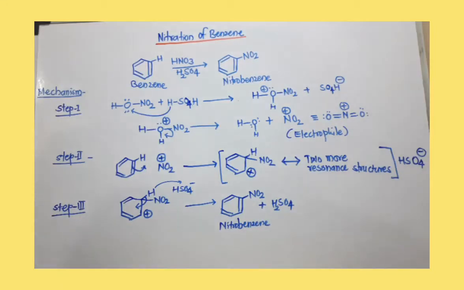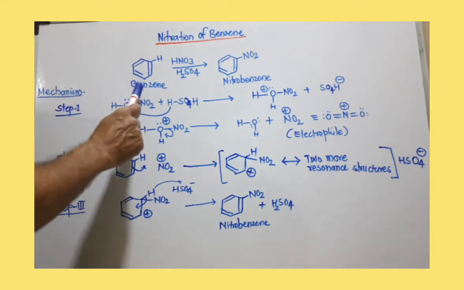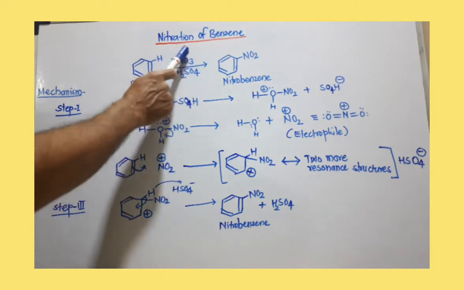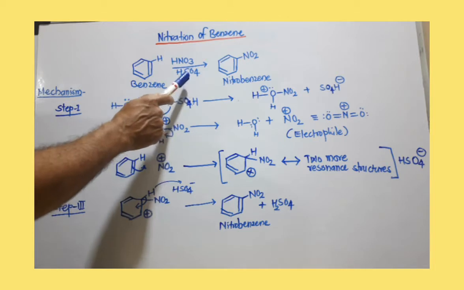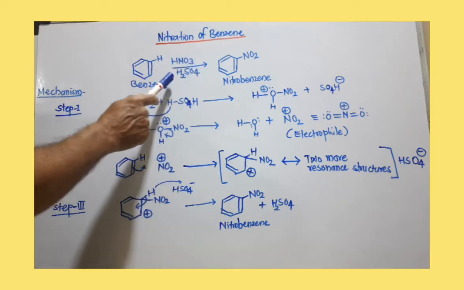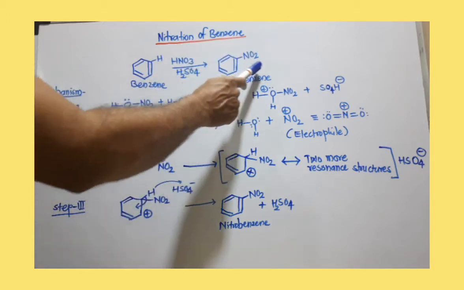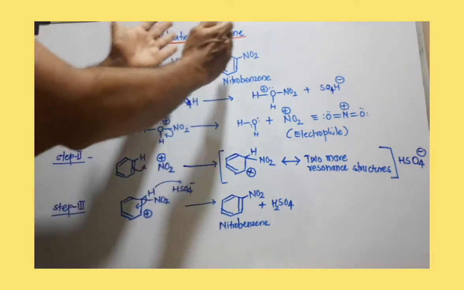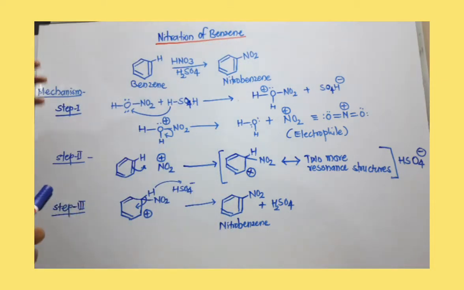Nitration of benzene: how benzene is converted to nitrobenzene. This is another electrophilic substitution reaction where benzene is treated with HNO3 and H2SO4. This mixture is called nitrating mixture because from this mixture we get the nitro group, NO2 group, and in this way our benzene is converted to nitrobenzene. This is called nitration of benzene. And this is the overall reaction.